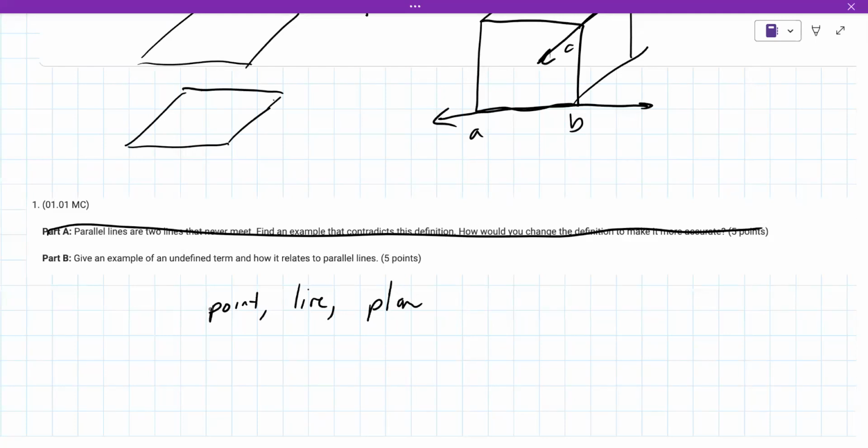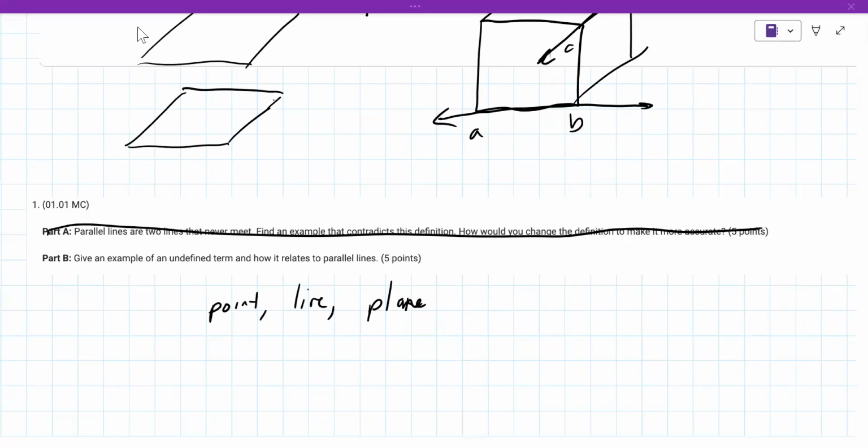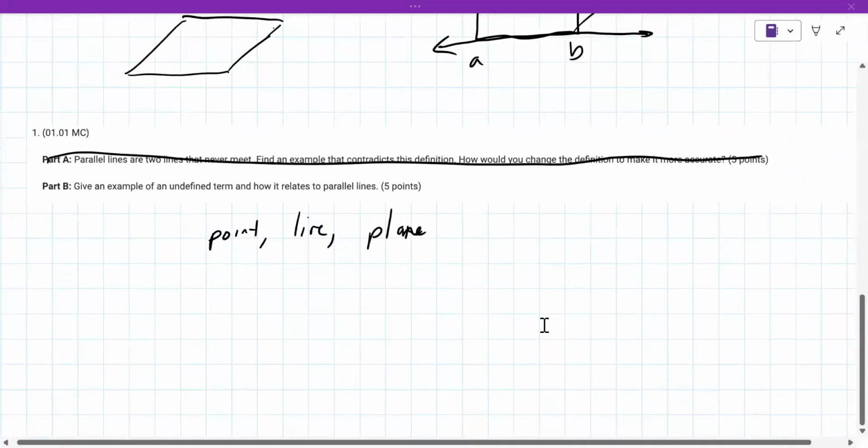Wait, wouldn't a plane be an undefined term? They're all undefined: point, line, and plane. All right, yeah. So I guess I would talk about the definition of one of them, and then I could put the definition of a line, parallel lines. Yeah, that could show how it relates.